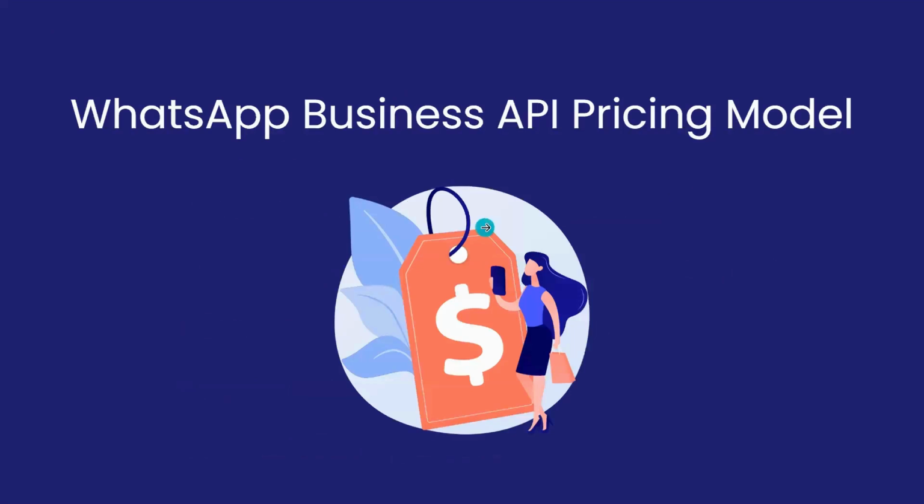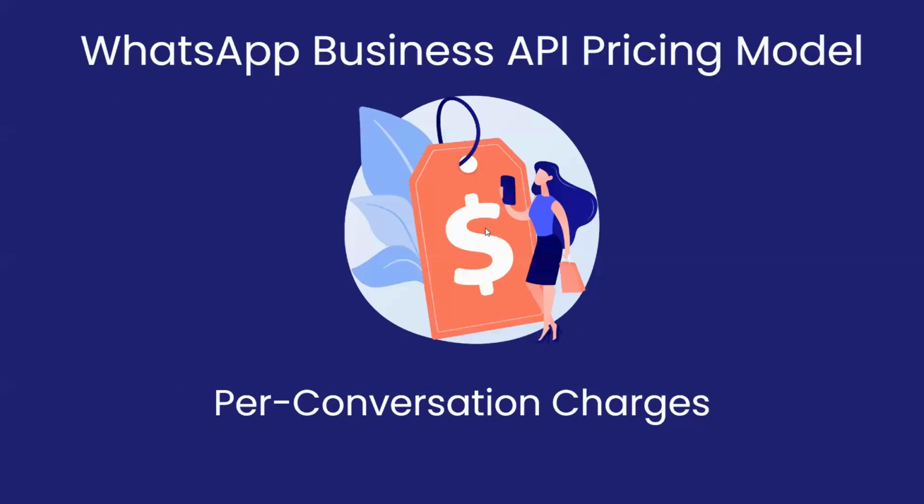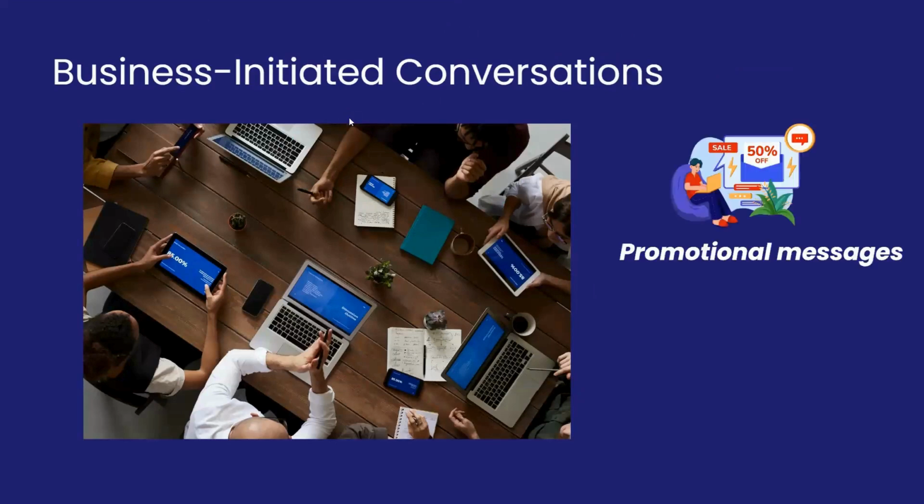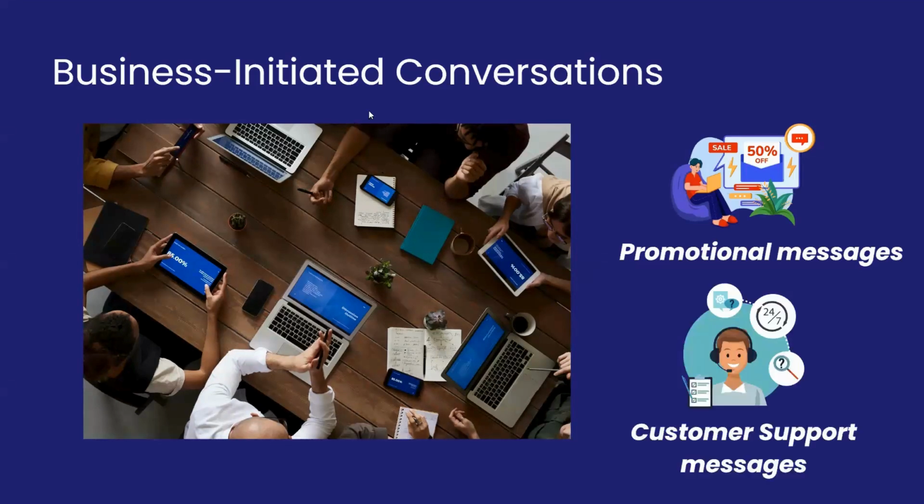So moving on, firstly, the WhatsApp Business API pricing model. You know that Meta charges per conversation. There are two kinds of conversation. One is business initiated conversations. Let's say if you are sending promotional messages or marketing messages to the users, it comes under promotional messages and the business is initiating those conversations, right? So these conversations will come under business initiated conversation, and also customer support messages, right?